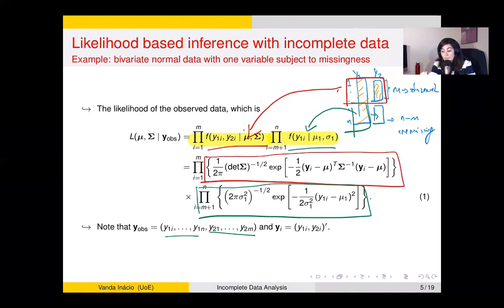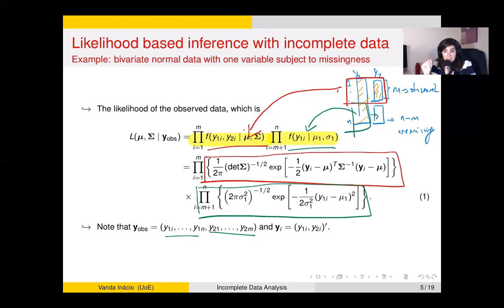But because I have the product of a bivariate normal density by the product of univariate normal densities, the score equations for the mean vector and for the variance covariance matrix are not trivial to solve. We could cross our fingers and code this likelihood function or the corresponding log likelihood and send it to some software. But in this case, we can do better.